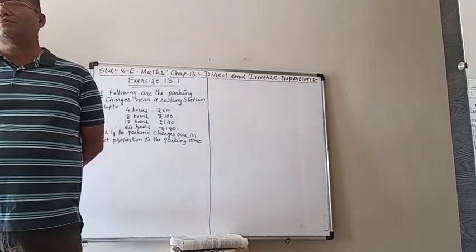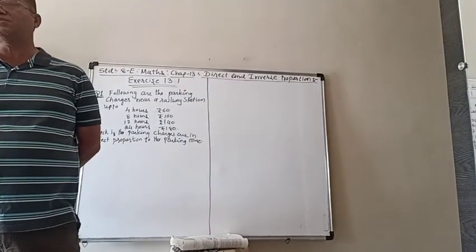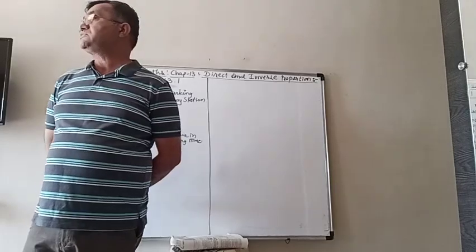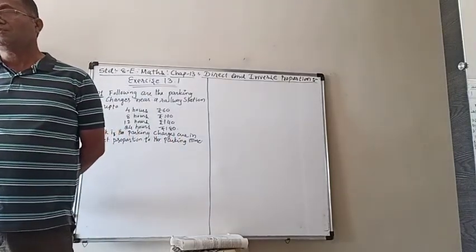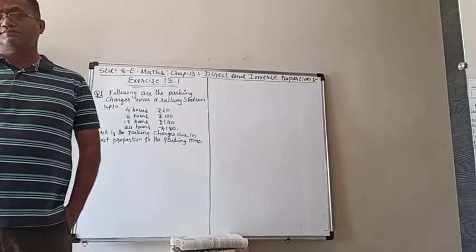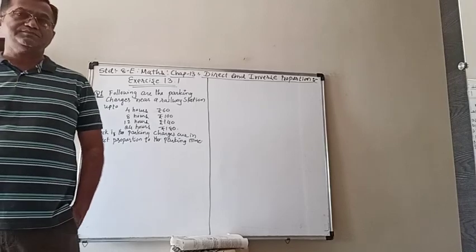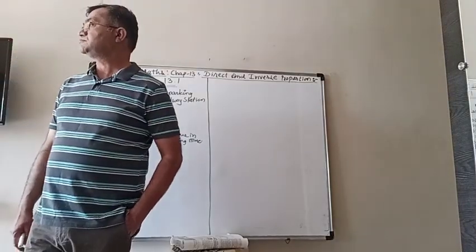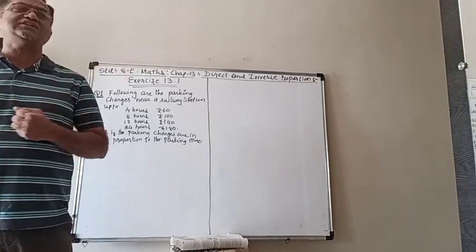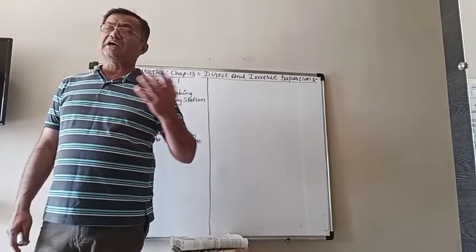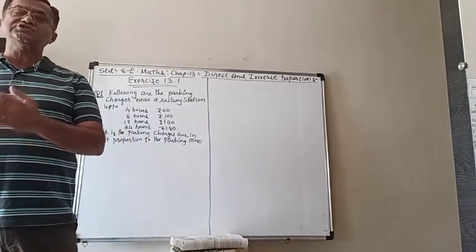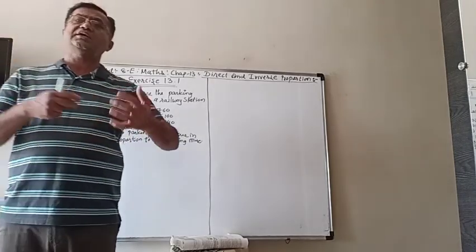As you know, we started a new chapter number 13, direct and inverse proportion. Now, you have a basic idea of the proportion or the variation. So when we see that two quantities are such that their values increase or decrease according to the increase or decrease of the other variable.